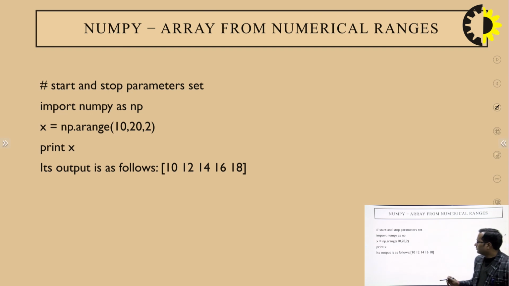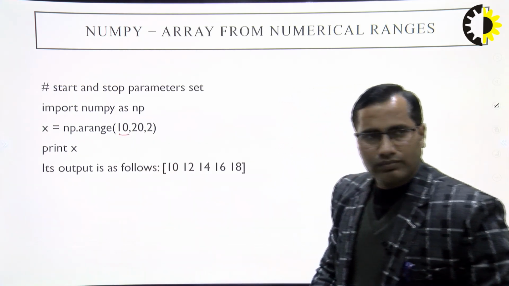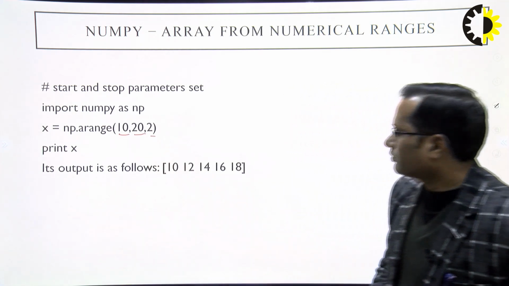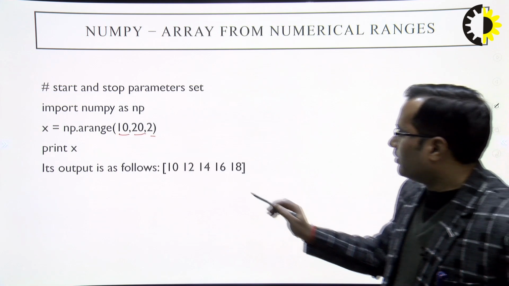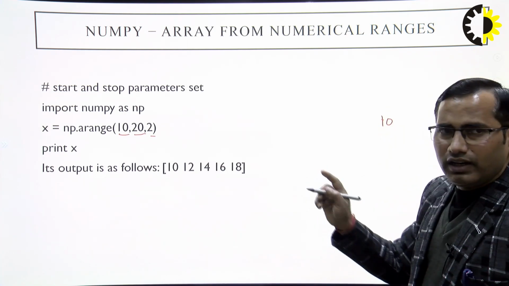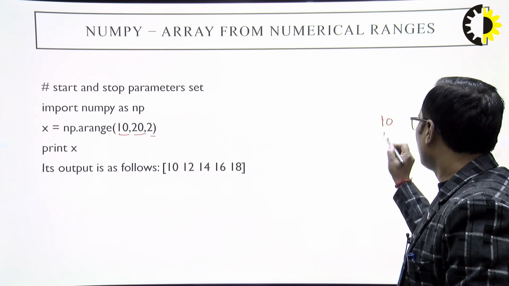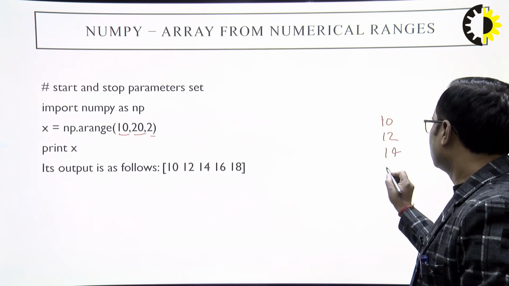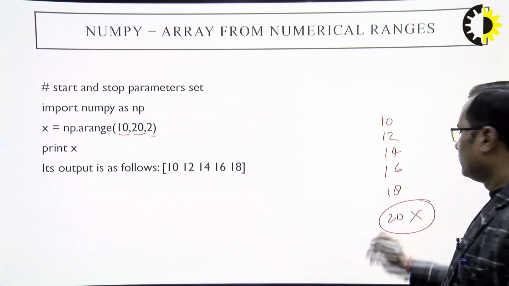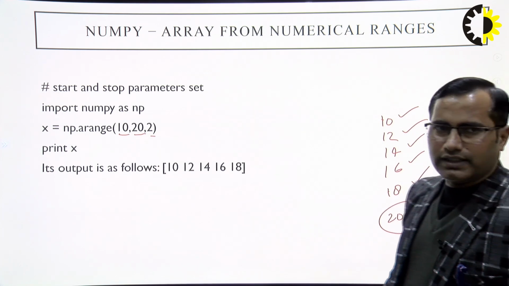Another example here. Here we have provided the starting index as 10, or beginning is 10, end is 20, and step is 2. So it will generate numbers starting from 10, but 20 will not be included and the step is 2. Now the interval is 2. So it is 10, then 12, then 14, then 16 and 18, and 20 will not be included. So it will create an array starting from 10 to 18.